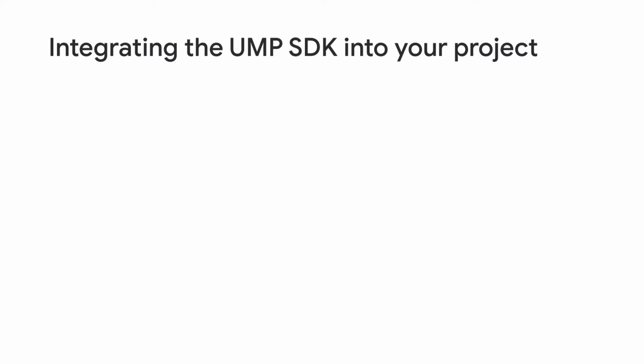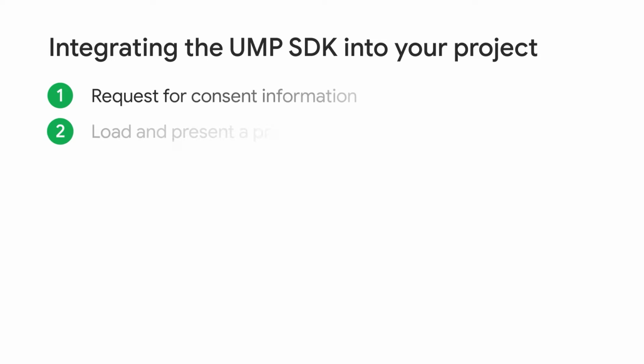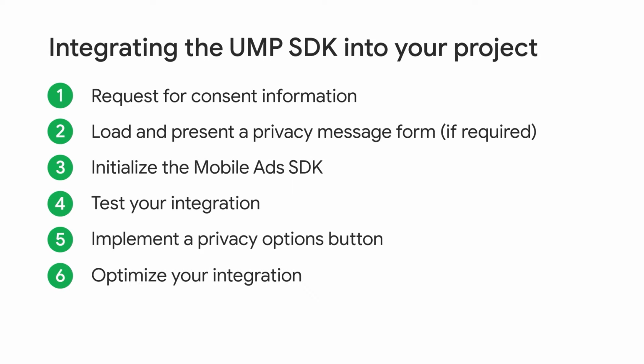A complete integration of the UMP SDK includes the following key steps. I'll walk you through each step using our existing Hello World sample, which is linked in the description. First, we'll request consent information, then load and present a privacy message. I'll show you when to initialize the Google Mobile Ads SDK. Then we will test your integration. Next, implement a privacy options button. And lastly, I'll talk about how to optimize your integration. So let's jump into a demo.